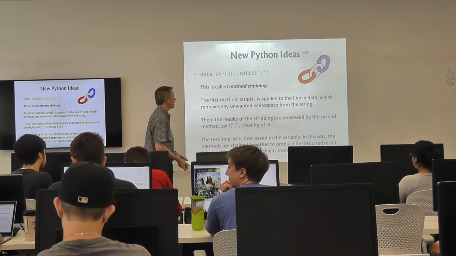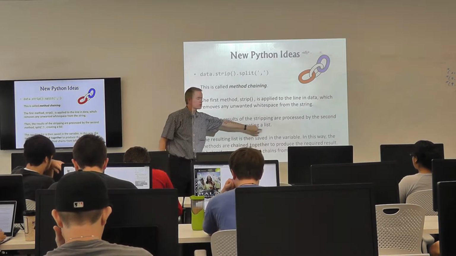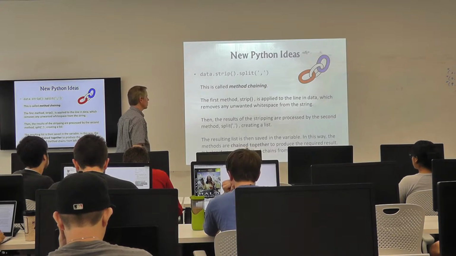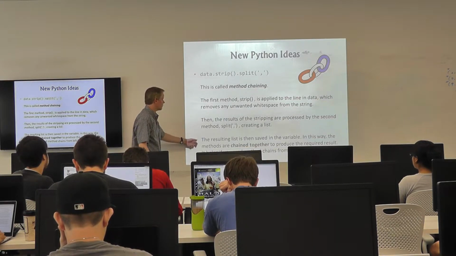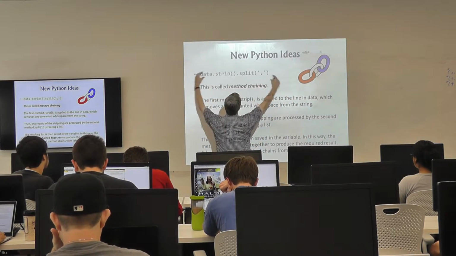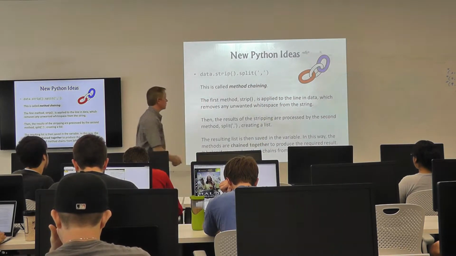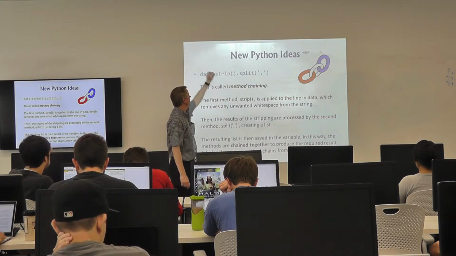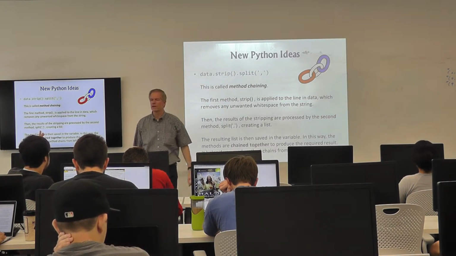It's going to separate everything based on where the commas are, and it's going to create a list, which is cool because that's what we're talking about with this. The resulting list is then saved in the variable. This way the methods are chained together to produce a single required result. And you have to read it from left to right. And that's the variable that we're doing all the stuff on.